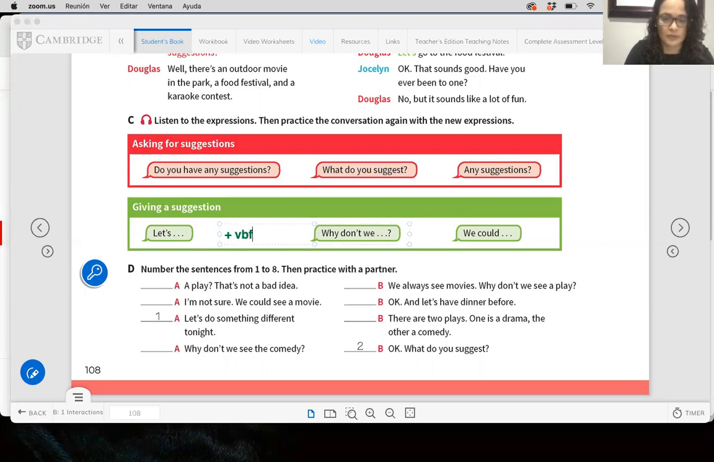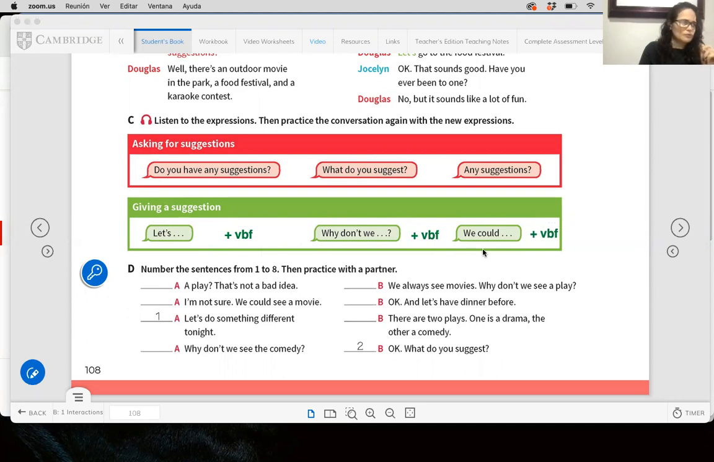Plus verb in base form. All of them are exactly the same. Plus verb in base form. And of course here, plus verb in base form. They're all followed by a verb in the base form. And the third way to answer is like this one.